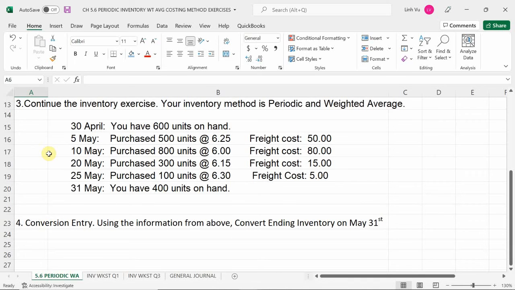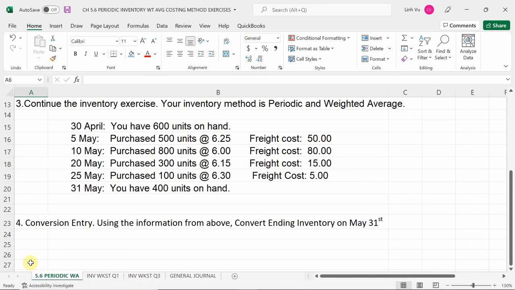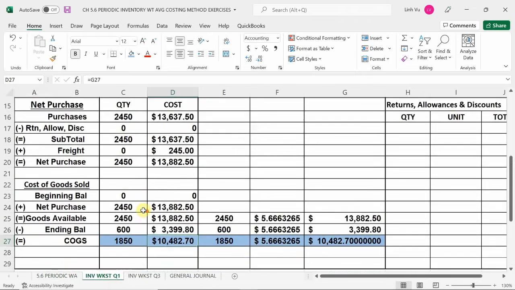So again, this is a real scenario where you're constantly having your ending balance become your beginning balance. You're going to carry your inventory across multiple worksheets. In this case, I know I have 600 units left in inventory because I did the conversion entry, and I'm going to carry that over because it becomes my beginning inventory.